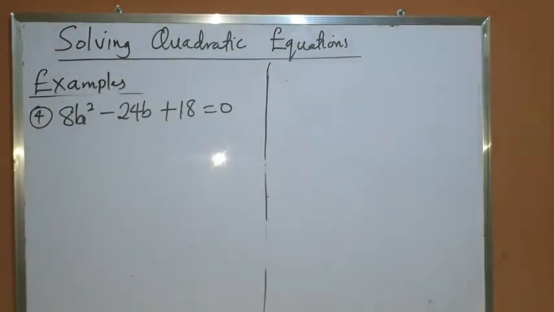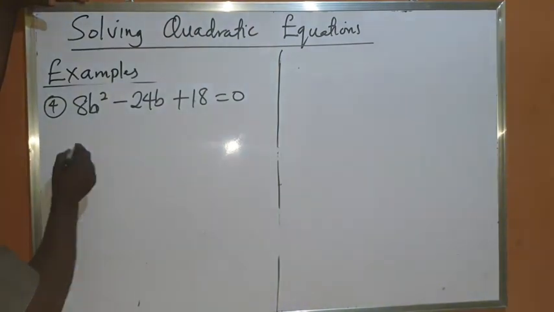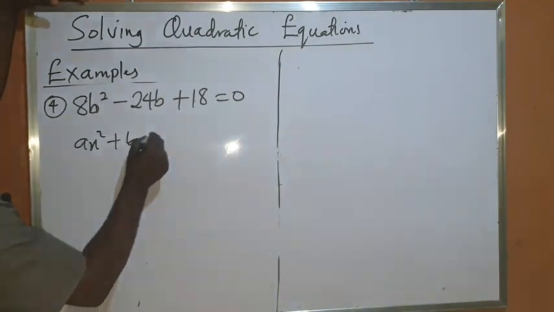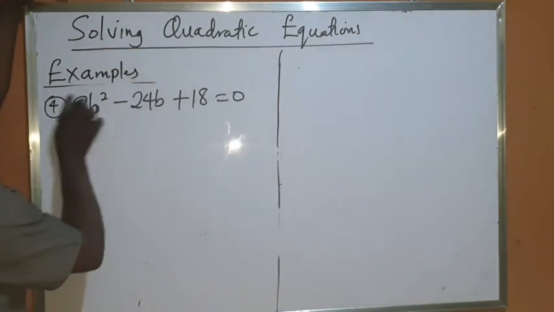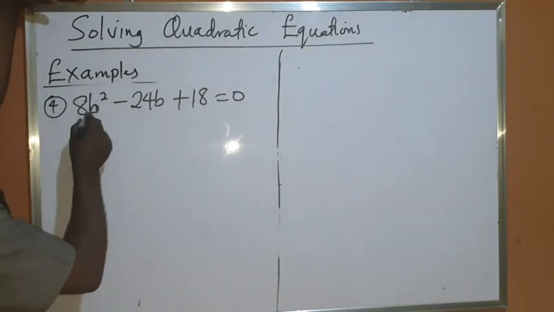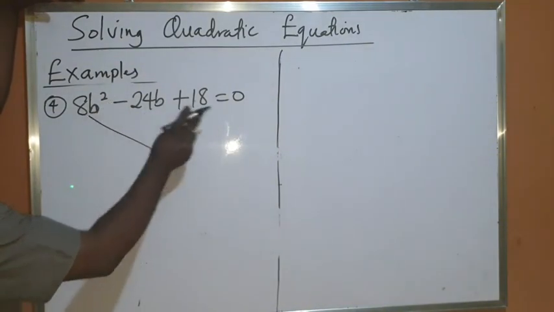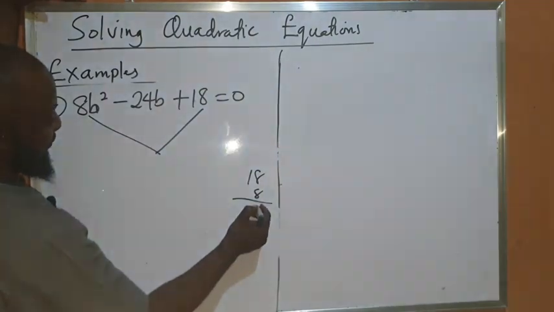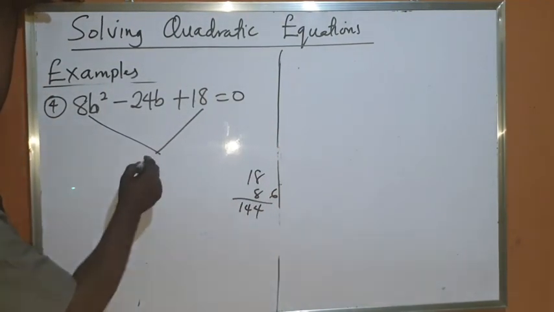This is example 4. As you can see, the form here is ax squared plus bx plus c equal to 0. In this case, the way we are going to solve is quite different from the last one we did. What we're going to do here is multiply 8b squared by 18. 18 multiplied by 8 is 144.